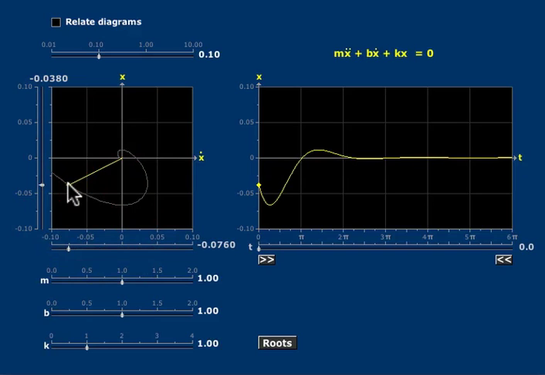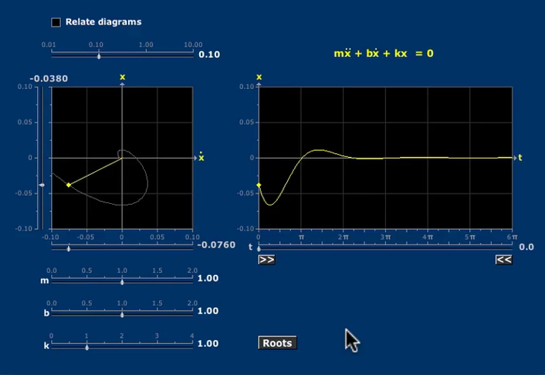The left window represents phase space. For any time t, the values of x and x dot are the coordinates of a point in phase space, and as the solution evolves through time, that point sweeps out a path in phase space. With these selected choices of m, b, and k, the path is a spiral. This reflects the fact that both x and x dot undergo a damped vibration.